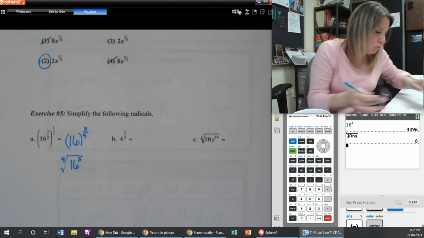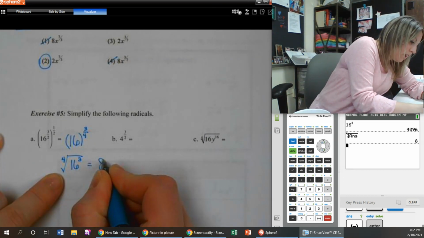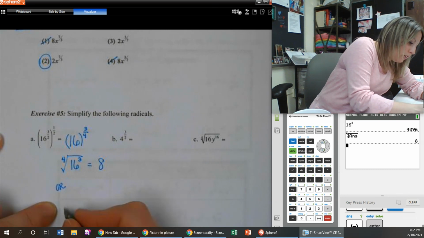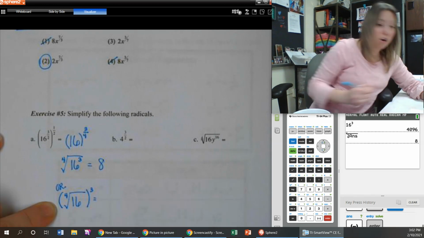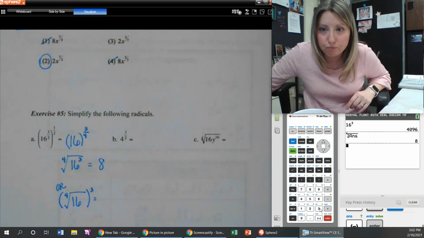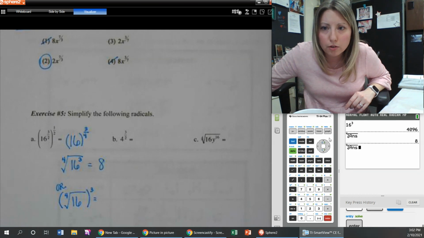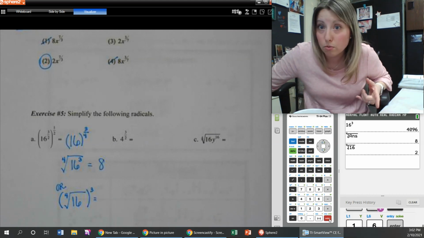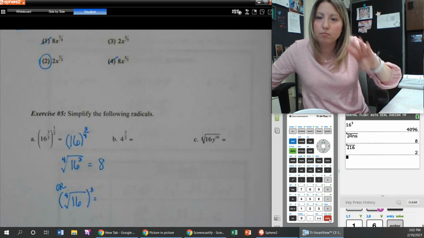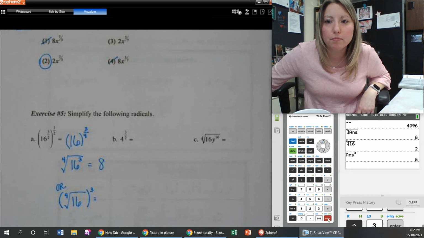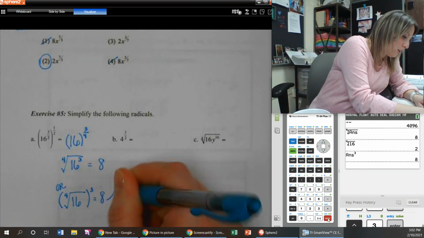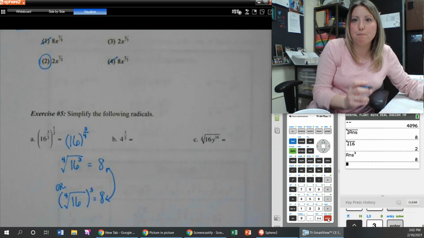Now there's another way you can do that, so I'm going to show you that the answer here is 8, and I'm going to show you the other way, which is if you took the 4th root of 16 and then cubed it, you'll also get 8. And let me just prove that to you. So take the 4th root of 16, and we get 2, because 2 times 2 times 2 times 2 is 16. And now take 2 and cube it. There you go. So either way, notice, either way, we simplify that.